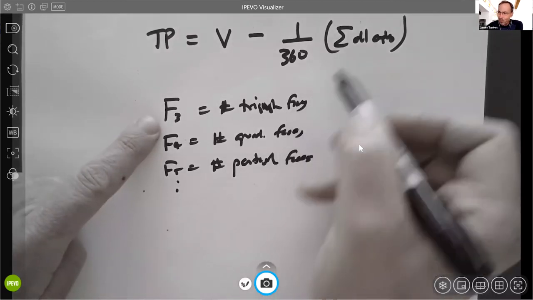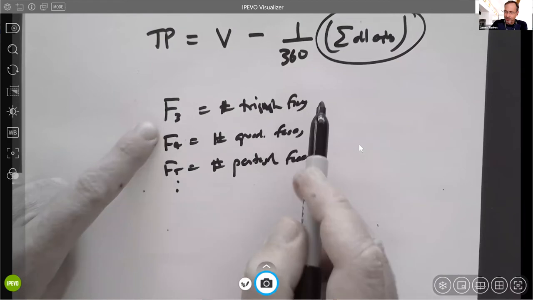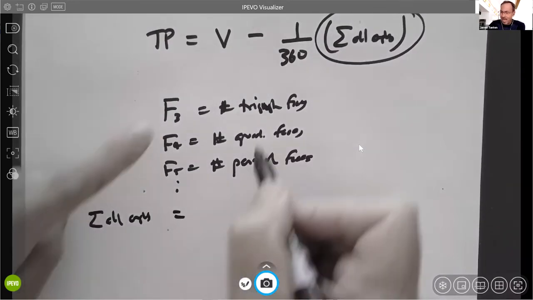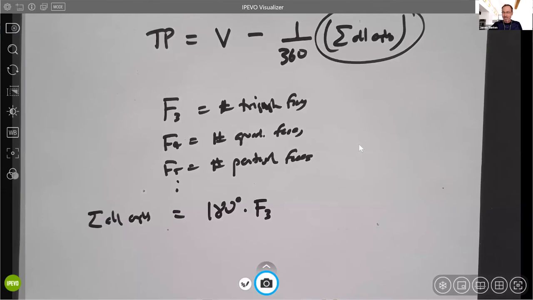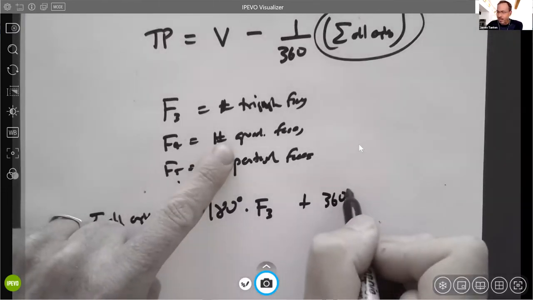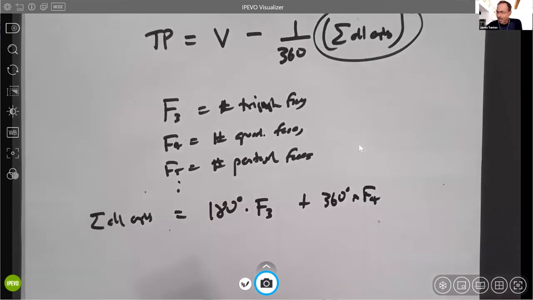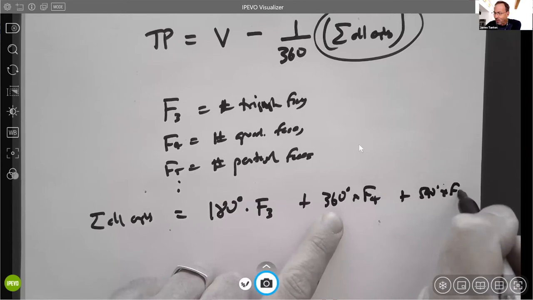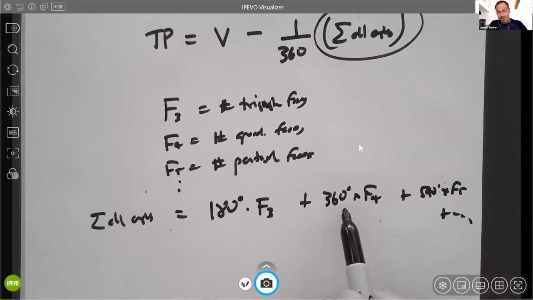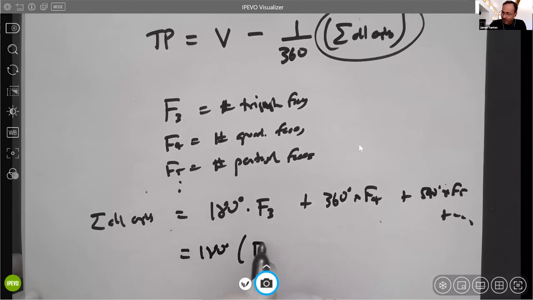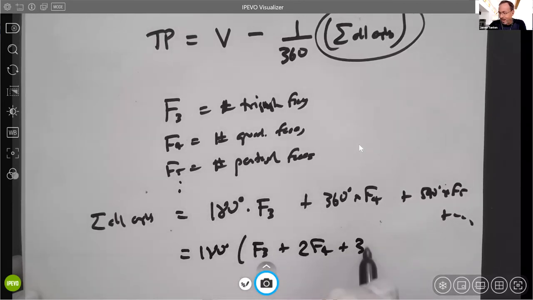But I know if I'm summing up all the angles, I'll add up all the angles from the triangular faces. So the sum of all the angles would be 180 degrees for each triangular face. And if there's F3 of them, I'll get F3 times 180 degrees. Plus, I'll get 360 degrees for each quadrilateral face. If there's F4 of them, I'll get F4 times 360 degrees. Plus, 540 degrees times F5, and so on and so on. In fact, one thing kids learn in 8th, 9th, 10th grade geometry, the angles of a triangle add up to 180, chop a quadrilateral into two triangles, they must add up to 360. You can chop up a pentagon into three triangles, three 180s, and so on. So this is really 180 degrees times F3 plus two F4s plus three F5s, and so on and so on and so on.